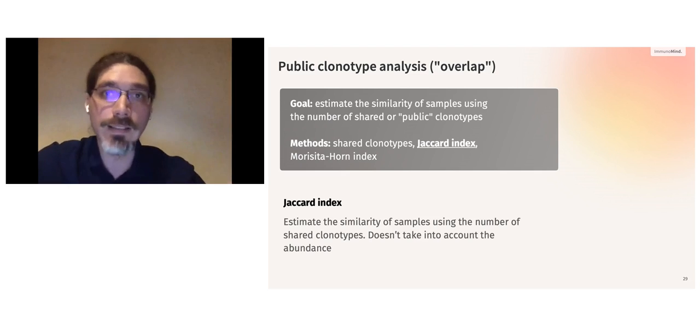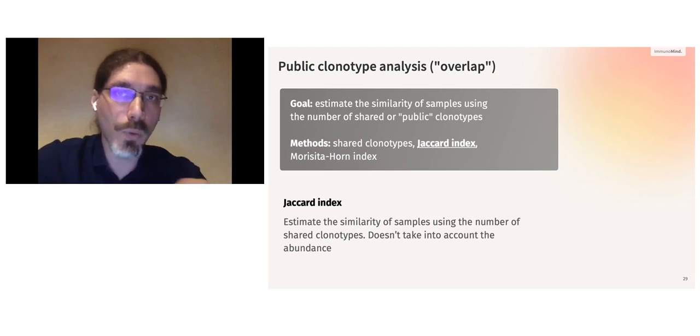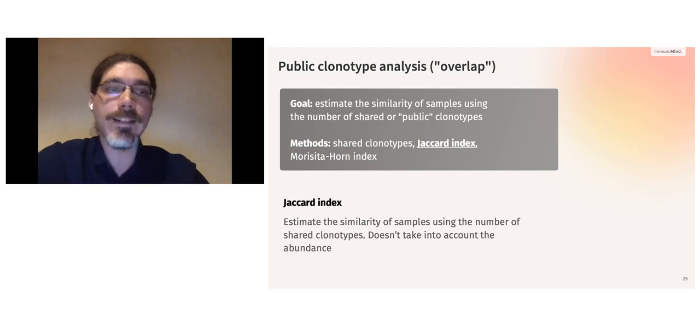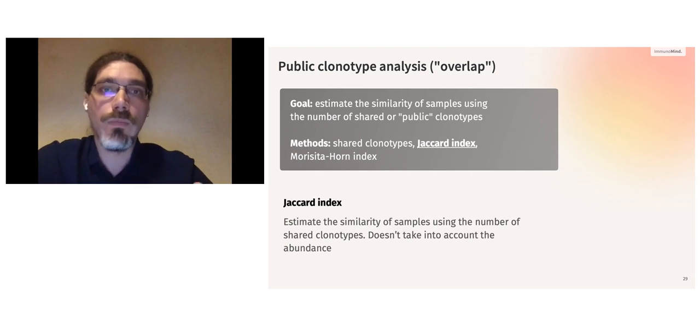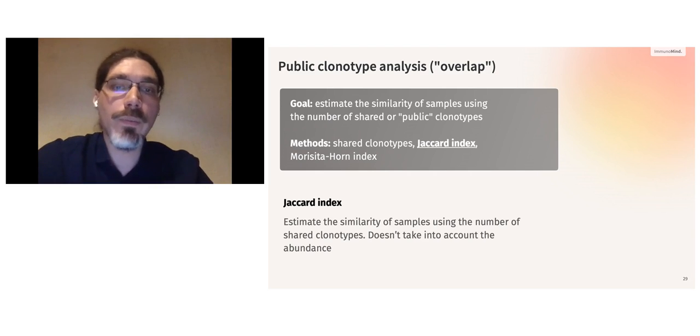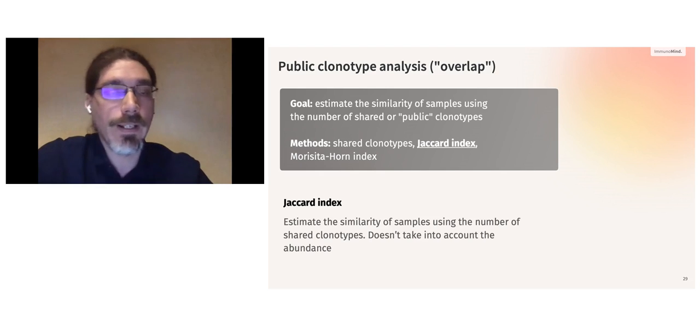The Jaccard index is a measure of similarity. What's important to keep in mind is that the Jaccard index doesn't take into account the abundances of clonotypes. So it just looks at them all equal. This will be important on the slide after the next one.